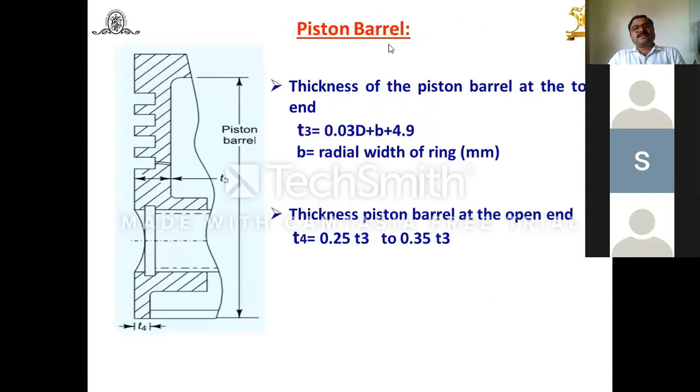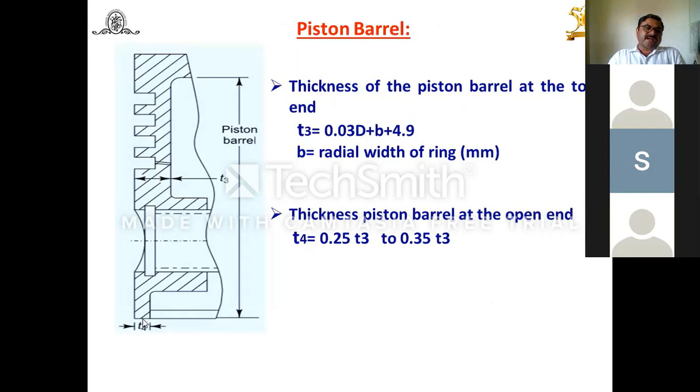Then another important part is the piston barrel. I have told already, from the top land, it starts from the first piston ring up to the open end of the piston towards the bottom side. How to find the thickness of the piston barrel, this T3? The T3 is given by the empirical relation 0.03 D plus B plus 0. B is the radial width of the piston ring, D is the bore diameter, and you will get T3.